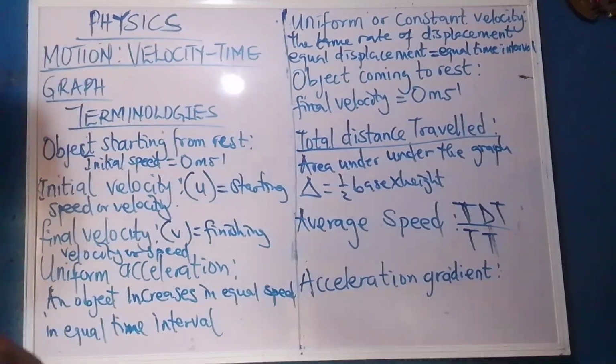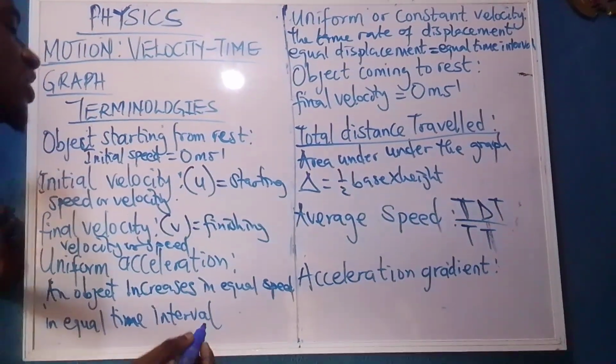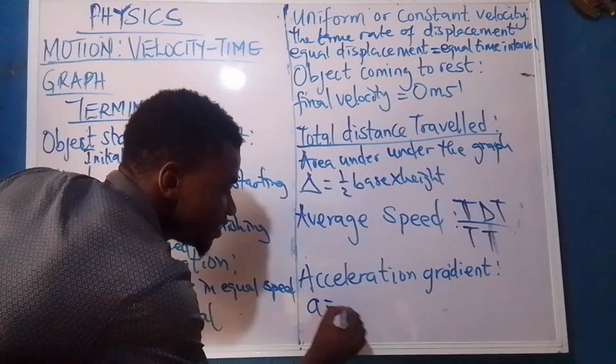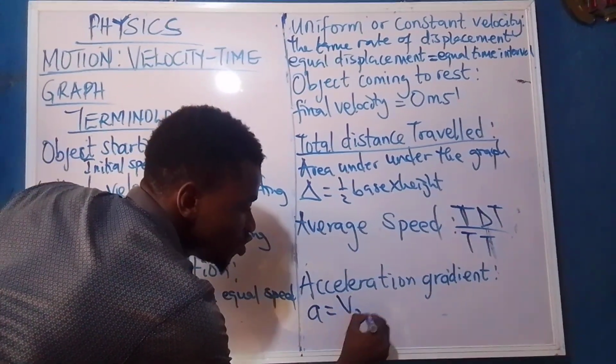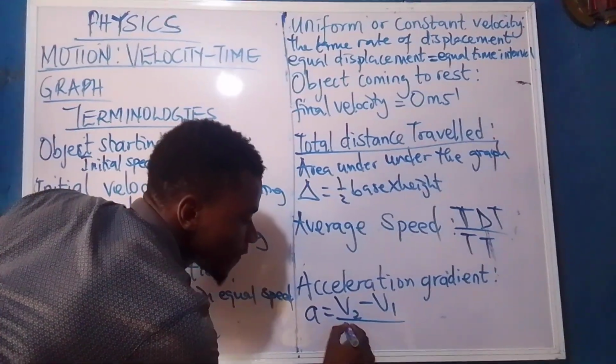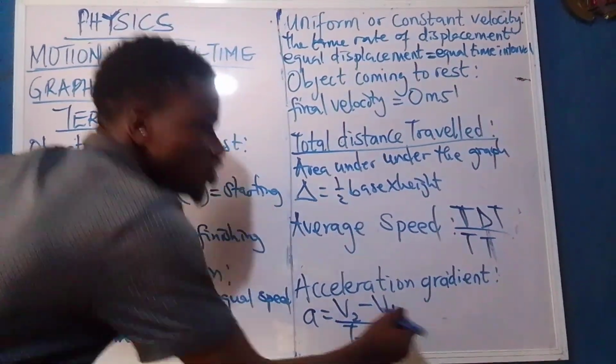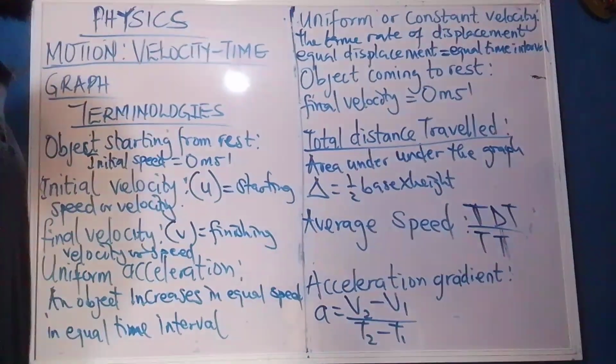Now, what do we call acceleration gradient? Acceleration gradient is known to be like this: a equals v2 minus v1 over t2 minus t1. So this is what we call acceleration gradient.